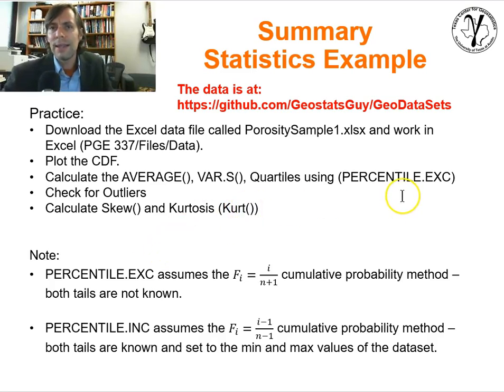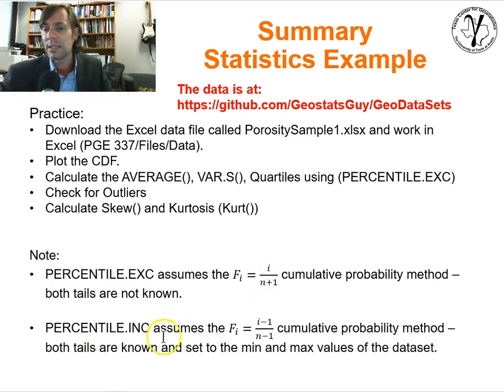Now you might find, as you get into this exercise, that there's percentile.exc and there's percentile.inc. The difference is the tails. You'd imagine that's going to matter, because if you have different tail assumptions, it's going to matter what value is what percentile. With percentile.exc, it assumes both tails are not known. You notice with the very first data value, you're not at a cumulative probability of 0, so you don't have the lower tail. At n, the last data value, the maximum, you're still not at 100%, which suggests that you have an unknown upper bound too.